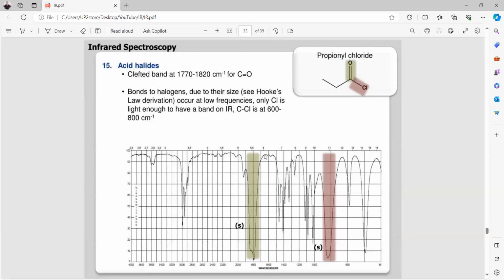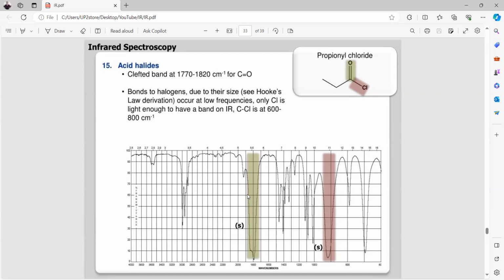Let's see acid halides, with propionyl chloride as an example. The carbonyl group has a band at 1770 to 1820. Bonds to halogens, due to their size, occur at low frequencies. Only Cl is light enough to have a band on IR. The C-Cl stretch is at 600 to 800 cm⁻¹.